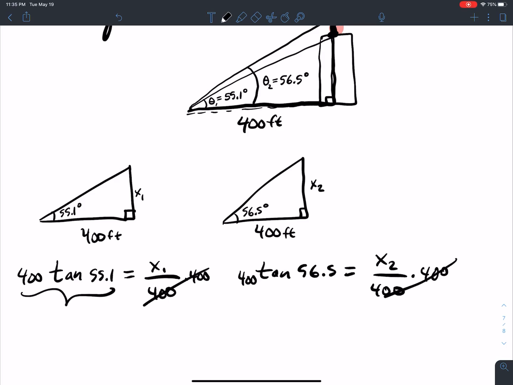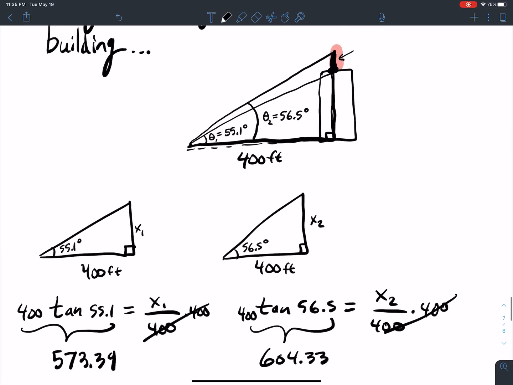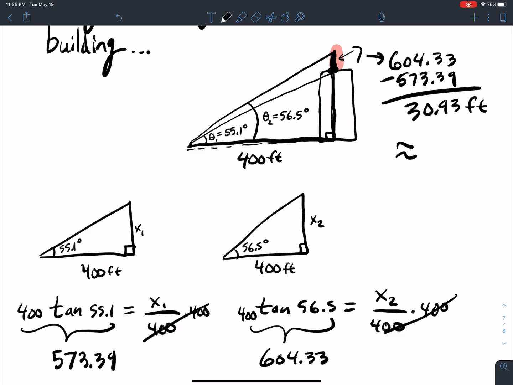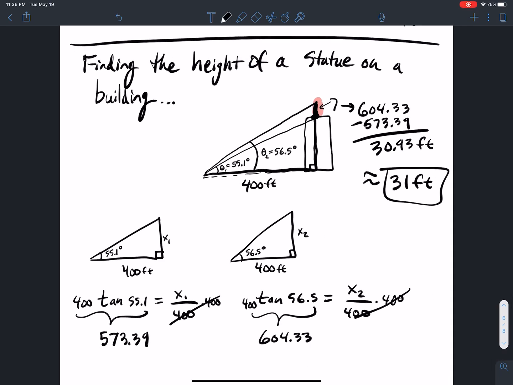when I multiply that out, I get 573.39. And when I multiply this out, I get 604.33. So the difference between the two is this distance. So that's 604.33 minus 573.39. So this is approximately 30.93 feet. So roughly a 31-foot statue. Okay, so using 2 triangles, and then I take the difference between those 2 opposite sides, and I will figure out what the height of that little statue is.